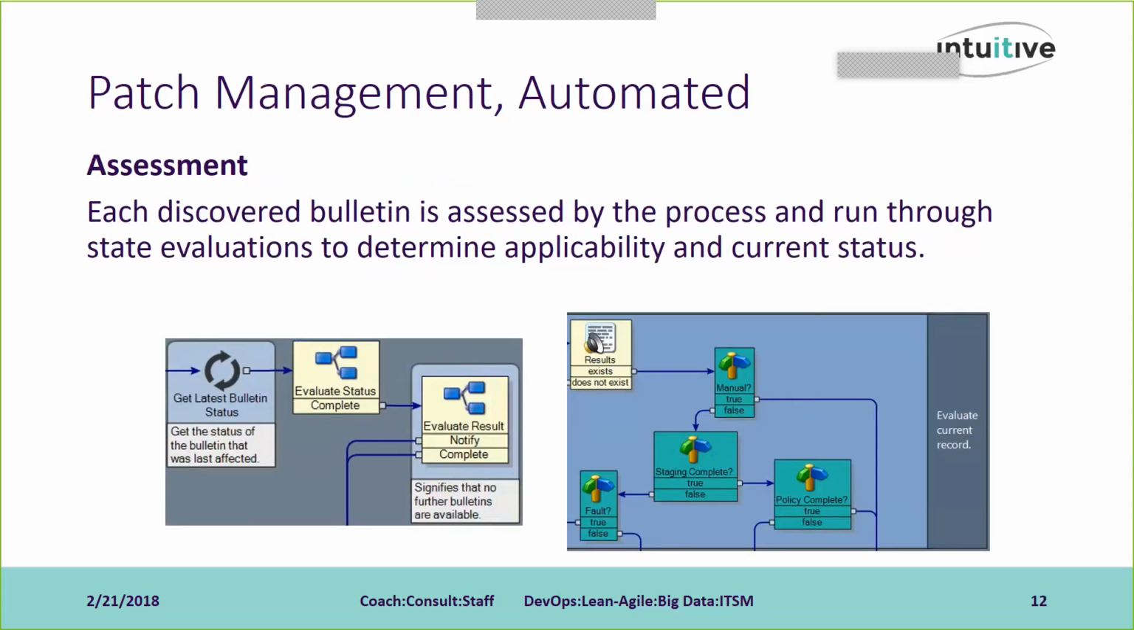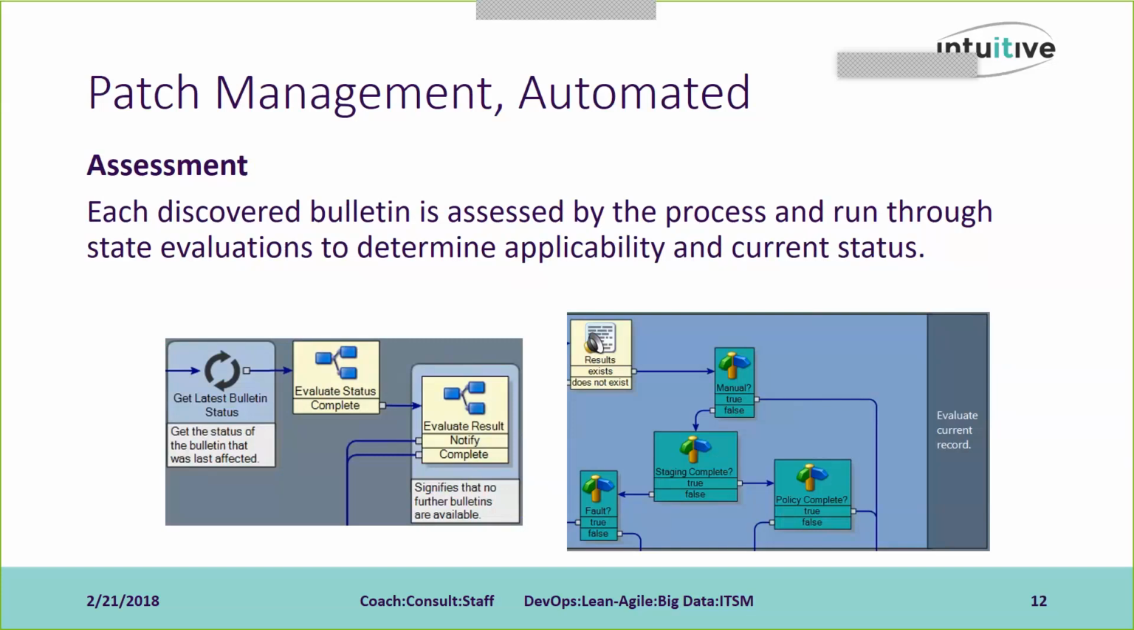After we've gathered the data, the platform and the routines are going to assess that data. Each bulletin is put through a series of evaluations and determinations, which concludes either with the discarding of a bulletin as not applicable, meaning, as I've mentioned, perhaps it's superseded or has no applicable targets, or the process will queue the bulletin for further actions such as staging or policy building.